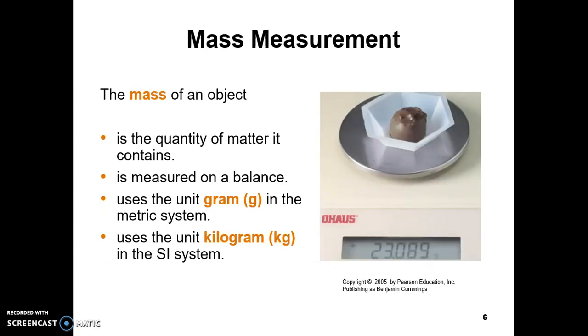The mass of an object, as we have discussed before, is the quantity of matter it contains. To measure mass, you need a weighing scale, or in our science class we'll be using a triple beam balance. How to use the triple beam balance, I will be discussing in detail in the class. The metric system unit for mass is grams, but sometimes you will also see kilograms, which is the SI system.